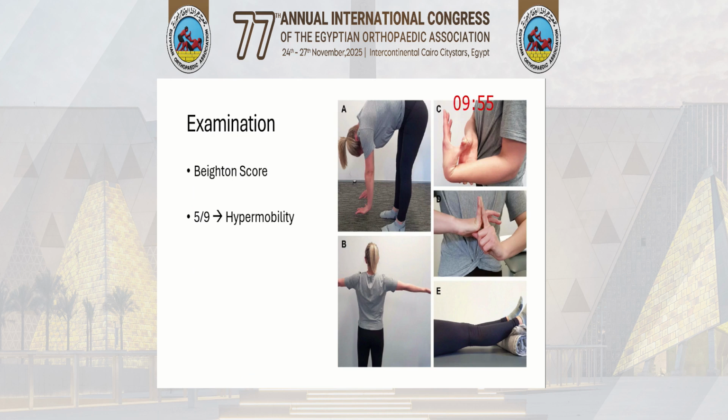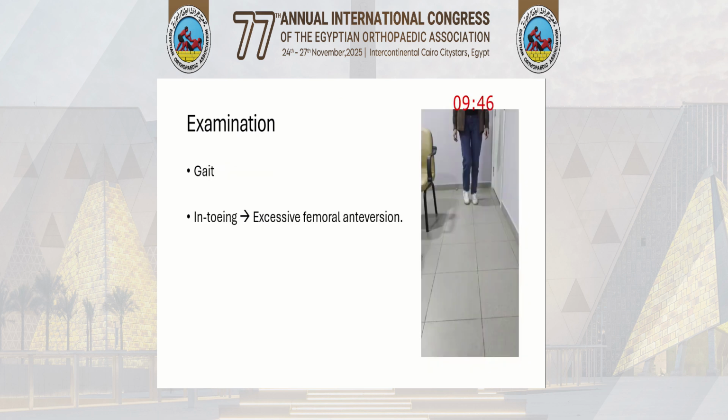So the Beighton score does not test for hip instability, but it tests for generalized ligamentous laxity or hypermobility. And if a score is above 5 out of 9, then this is a hypermobile patient. The next is to look at the gait of the patient.